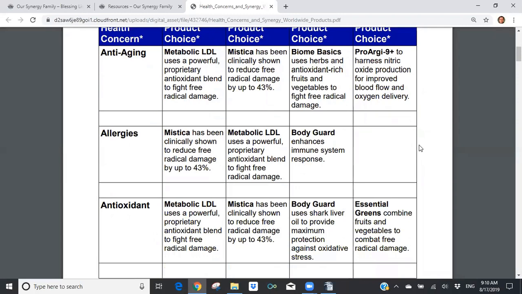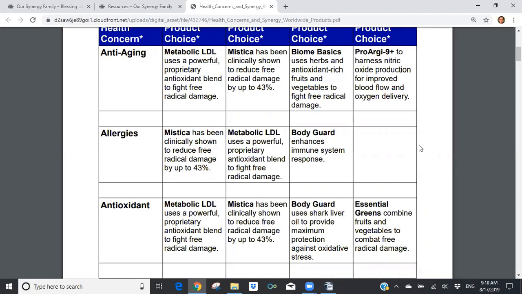The next one would be, again, antioxidants. So you see in the first 3 health concerns, there's a common aspect to all of this because it all centers on antioxidants. Antioxidants to protect you from aging, from free radical damage, antioxidants to boost your immune system to help you handle allergens.